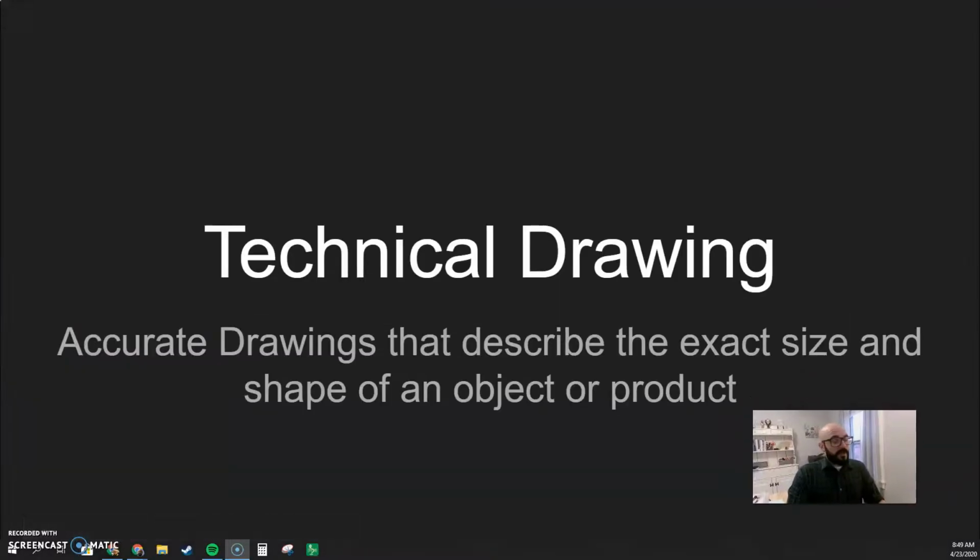We're gonna get technical. So, we've gone through some brainstorming sketches, we just played around with drawing a little bit, but now we're going to get into what engineers and designers use to actually bring specific details into their drawings. Because the whole idea of drawing is to convey information precisely so that it can be produced. Alright, so technical drawing: accurate drawings that describe the exact size and shape of an object or product.